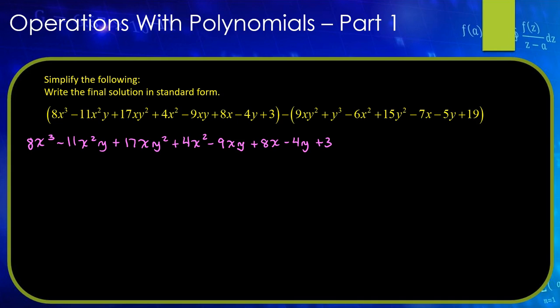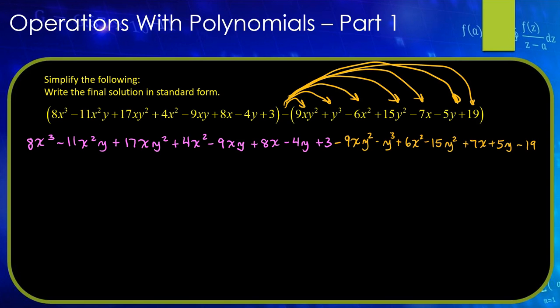That's the one key thing you have to remember when you do subtractions: distribute that negative sign. So I distribute that negative sign. I'll have the plus 3 being followed by a minus 9x squared y minus y cubed plus 6x squared minus 15y squared plus 7x plus 5y minus 19.